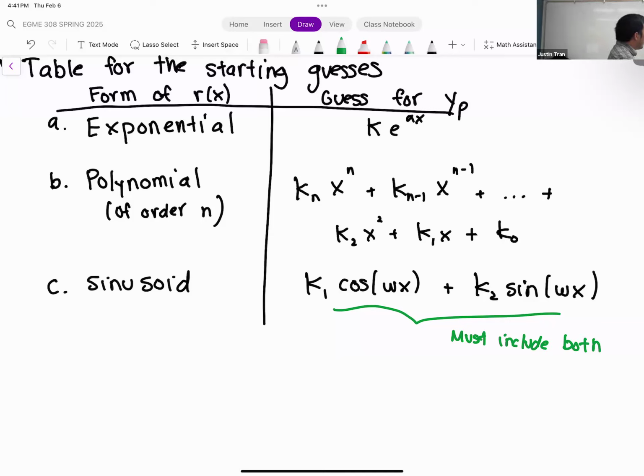Now things get really messy if your non-homogeneous term has multiple sines and cosines of different frequencies, so the omega term is different. Let's say your non-homogeneous term was cosine of x plus cosine of 2x plus cosine of 3x, so you have three cosines of three different frequencies. In that case, your guess for YP is going to be K1 cosine of x plus K2 sine of x plus K3 cosine of 2x plus K4 sine of 2x plus K5 cosine of 3x plus K6 sine of 3x. It gets out of hand very quickly. But just know that for a fixed cosine or sine of a given frequency, your guess for YP should include both.